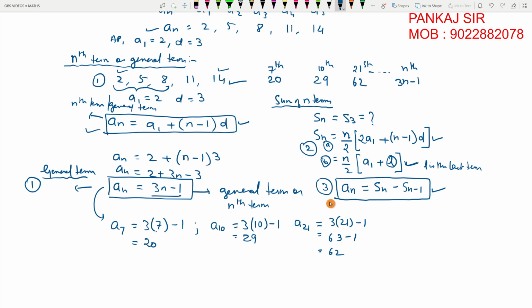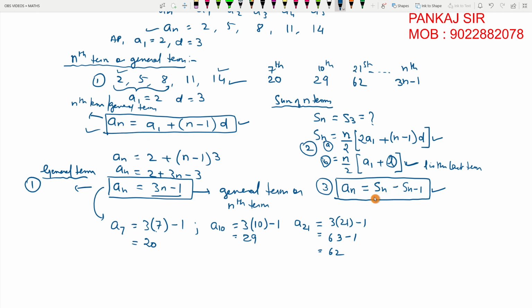And the third formula is an is equal to Sn minus 1. This formula is also very, very helpful in certain cases where information is limited. You don't know anything about D, you don't know anything about the first term, but still you can find out an by making use of this Sn.